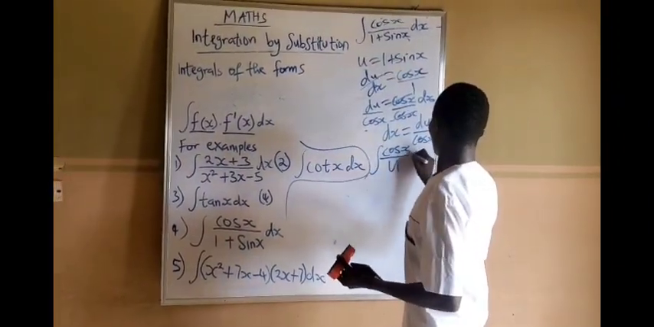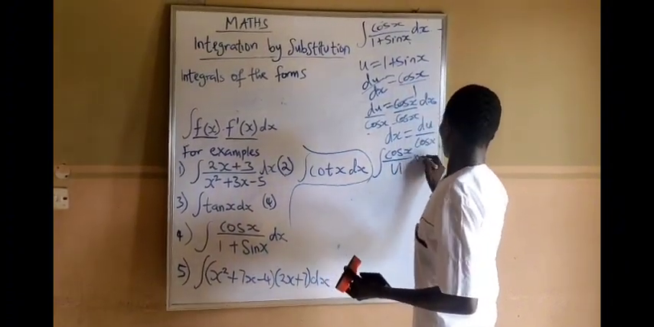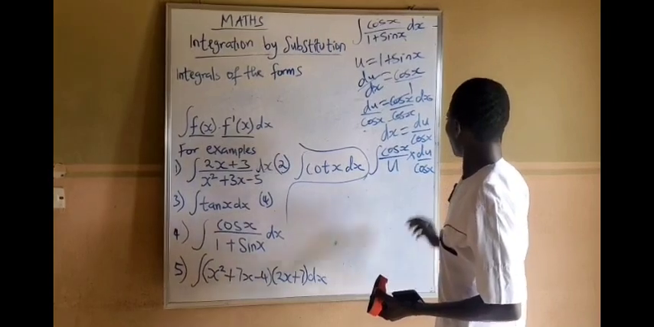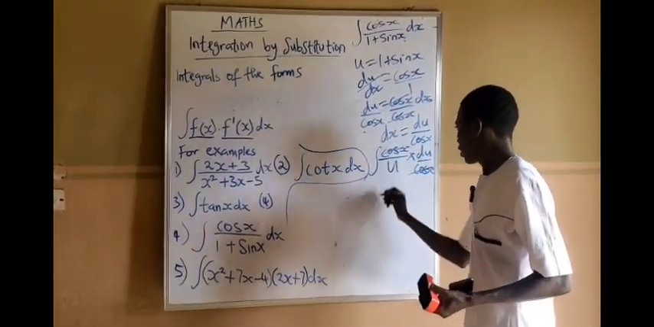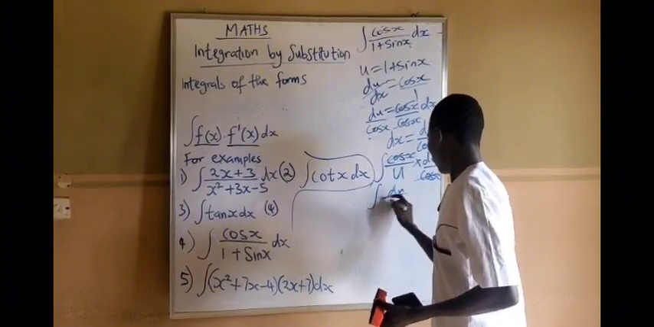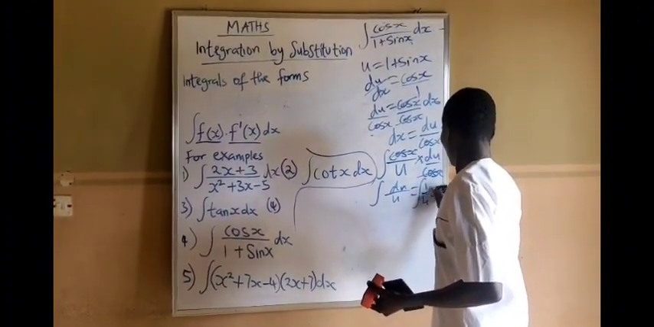So u times this dx, and the x is given to be what? The u over cos x. Okay, so this cos x cancels this cos x. We have an integral, du, 1 times du, to give you du over u. So you can write this as 1 over u du.